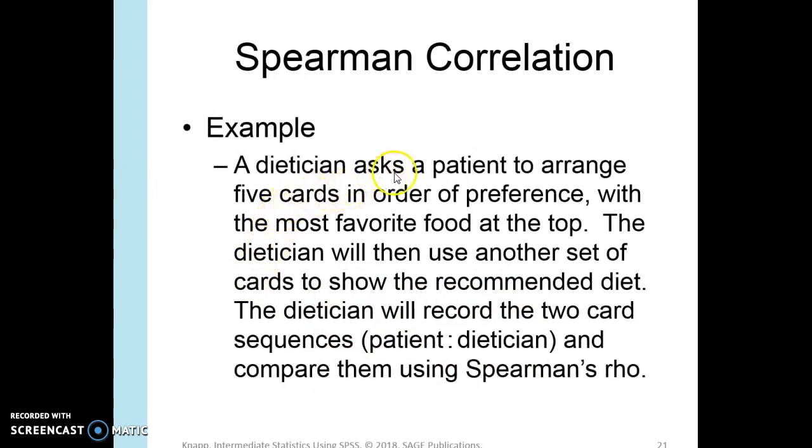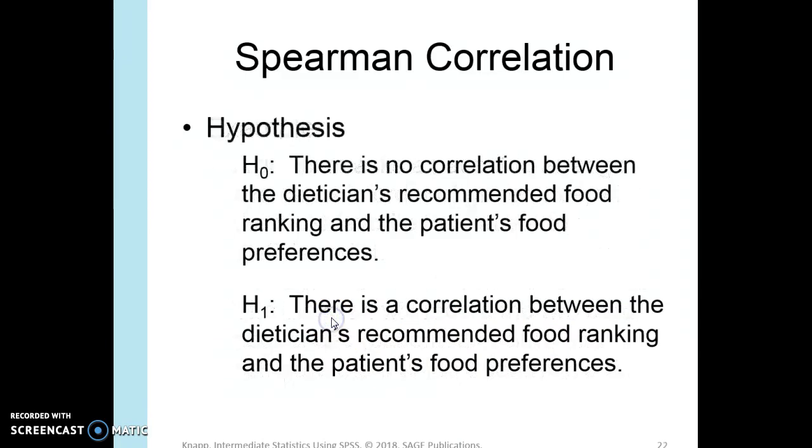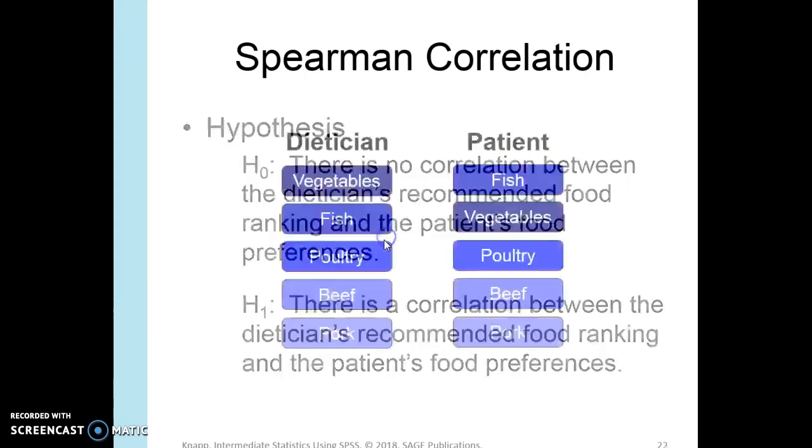Here's an example. A dietitian has a patient arrange 5 cards in order of preference, with the most favorite food at the top. The dietitian will then use another set of cards to show the recommended diet for that person. Then the dietitian will record the 2 card sequences, patient and dietitian, and compare them using the Spearman's rho. Here it is. There is no correlation between the dietitian's recommended food ranking and the patient's food preferences.